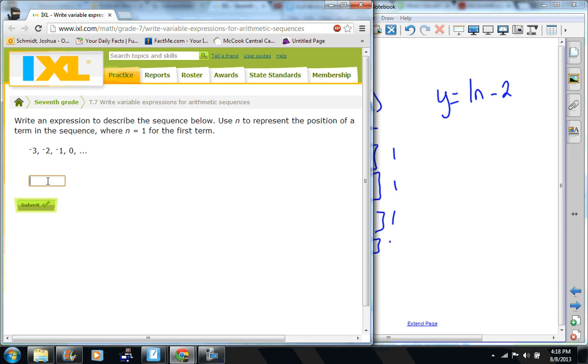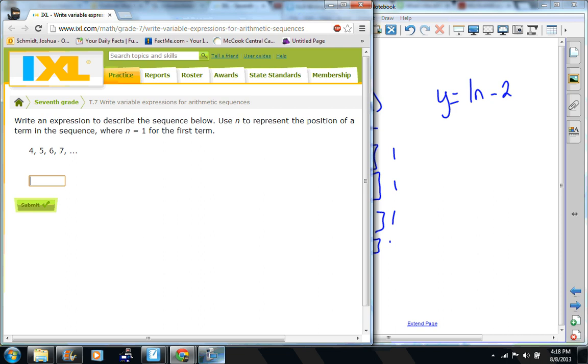This one should have been 1n minus 4. Last one, try this one. Okay, this one, the pattern ends up going down by 4, but the starting value is still 0, so this is -4n for this one.